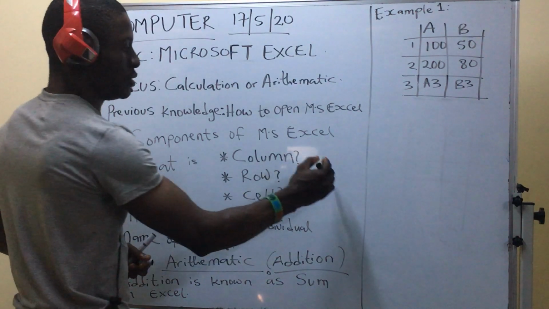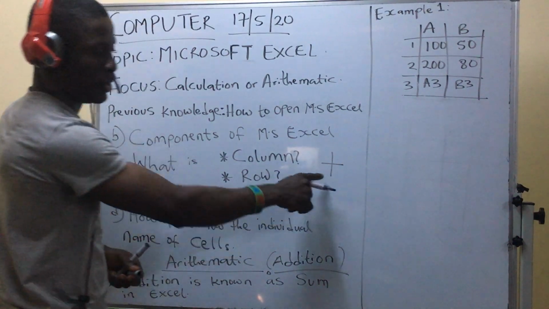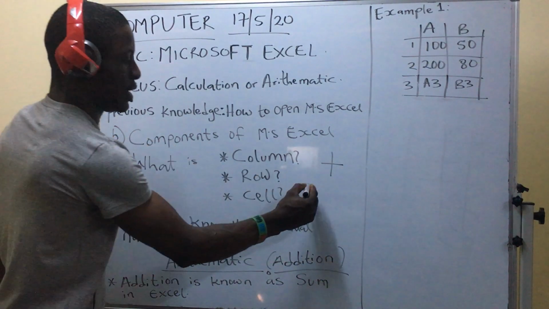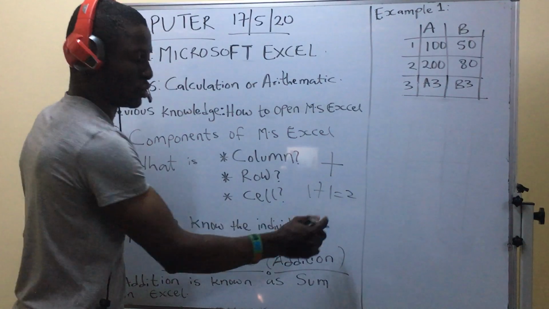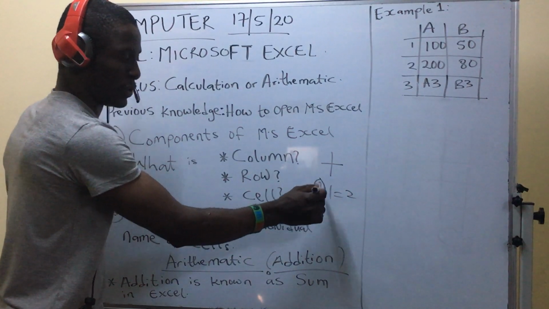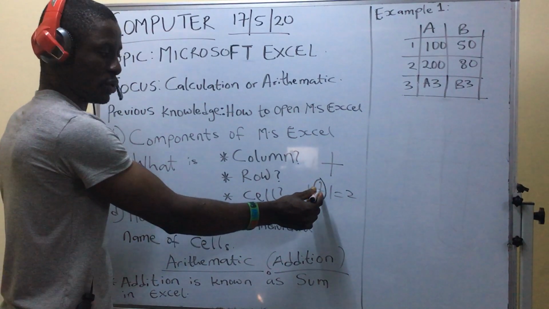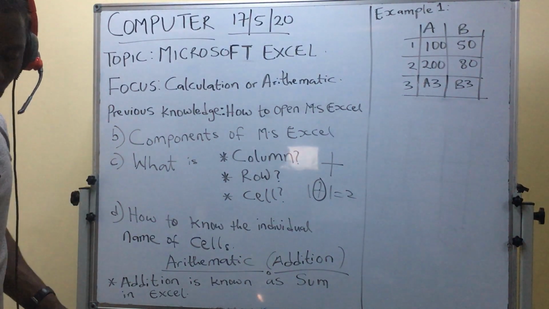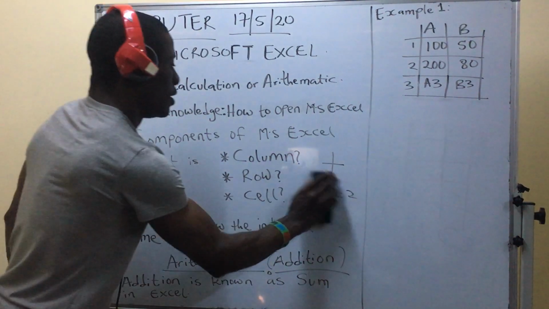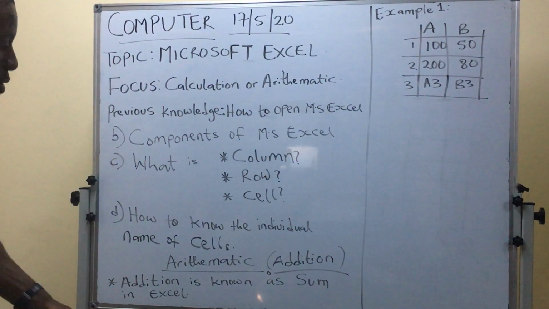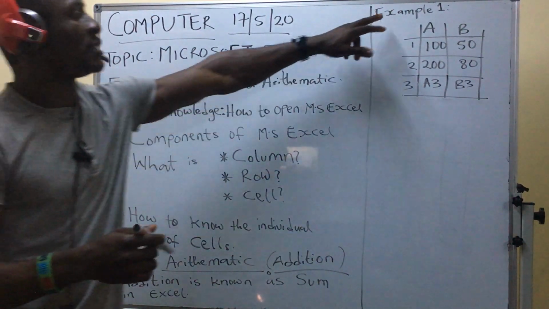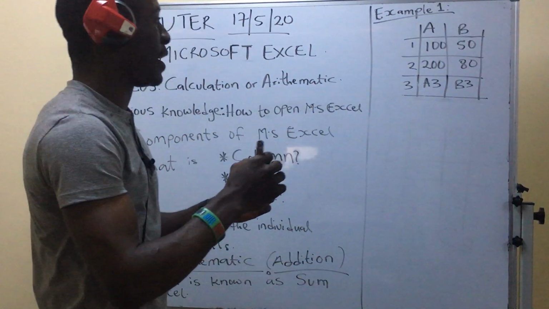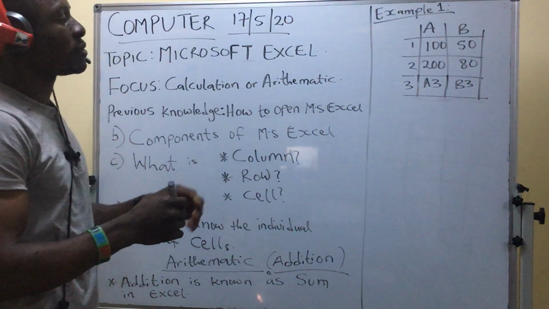Sum, addition, this is the symbol in general mathematics, like this. So when you say 1 plus 1 equals 2, this is the plus we're talking about, which is addition. But in Excel, it is recognized as sum. Alright, so I have this example to illustrate further what I have explained.